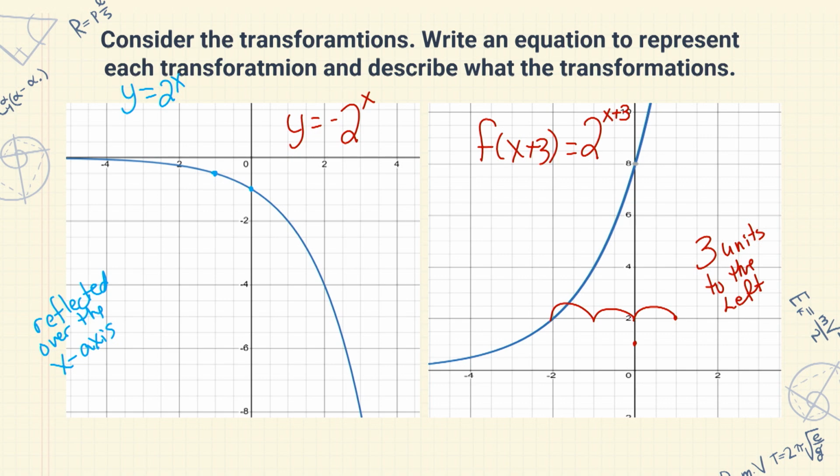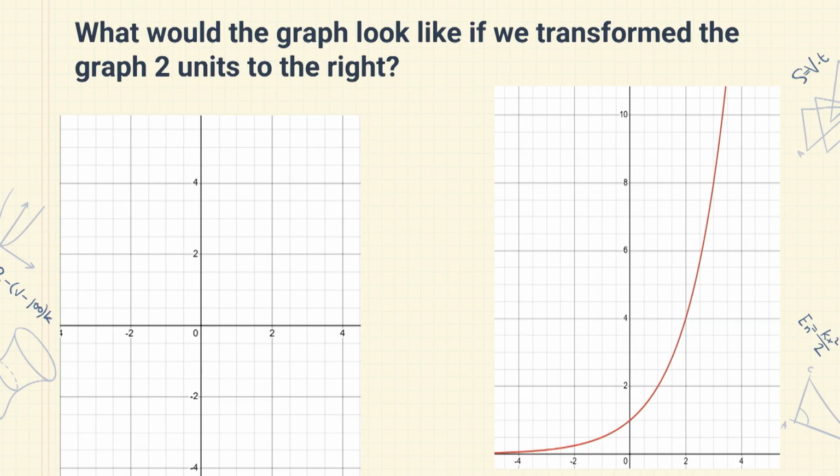So all of these different properties that we've learned, we need to make sure that we are putting into these exponent transformations. So let's look at this slide. What would the graph look like if we transform the graph 2 units to the right? So let's look at the different points we have. We have 0, 1, and we have 1, 2, and we have 2, 4. So there are some points.